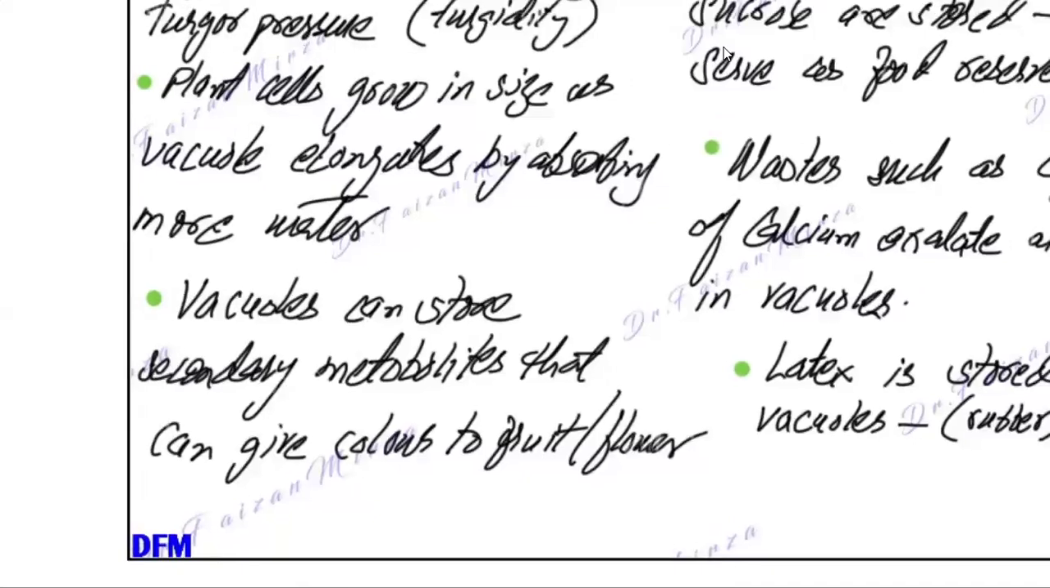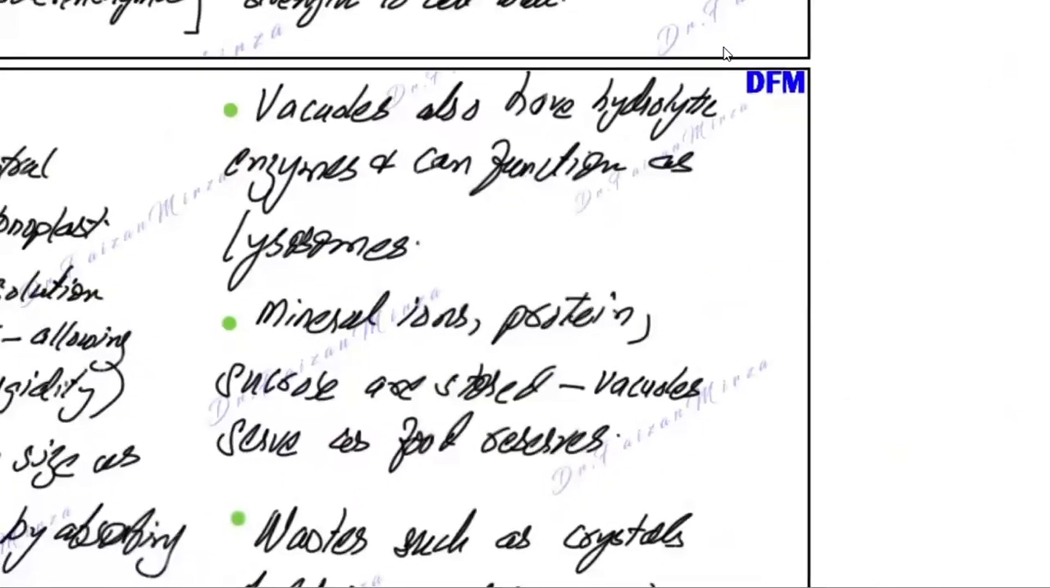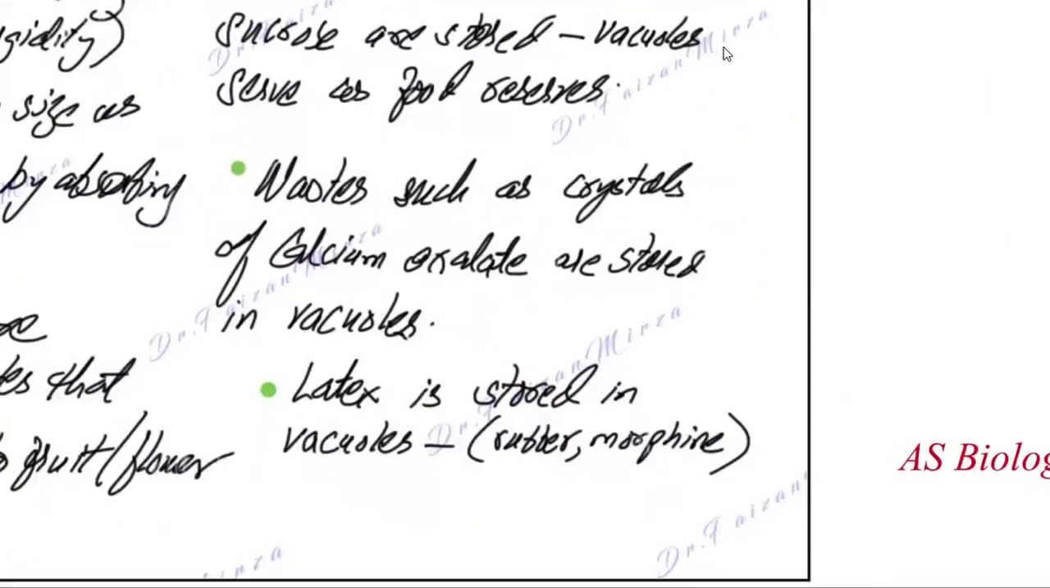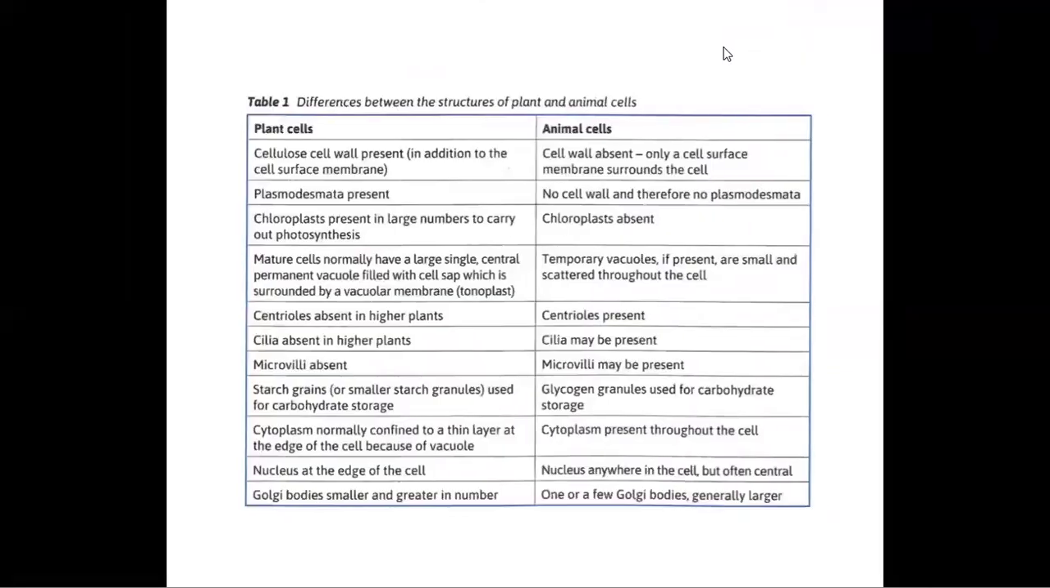Vacuoles can also store some secondary metabolites that give color to the fruits or the flowers. Apart from this, vacuoles in plant cells work similarly to lysosomes. They have hydrolytic enzymes as well. Mineral ions and protein and sucrose can also be stored. Waste such as certain crystals of compounds are there in the vacuole. Latex, for example rubber, is an example of these compounds present inside the vacuole, which we make use of.